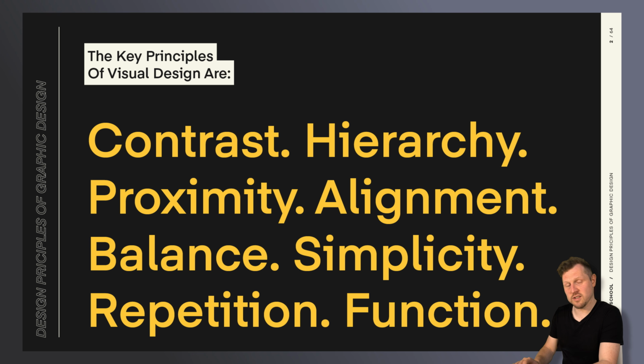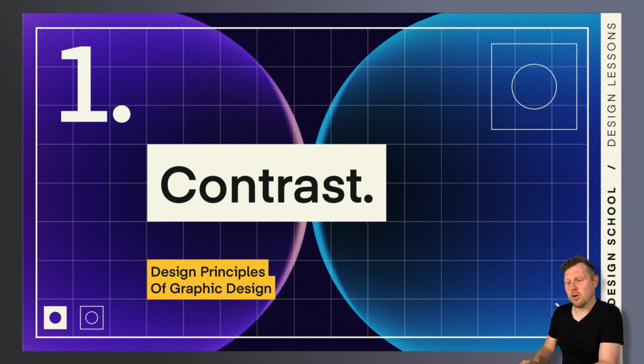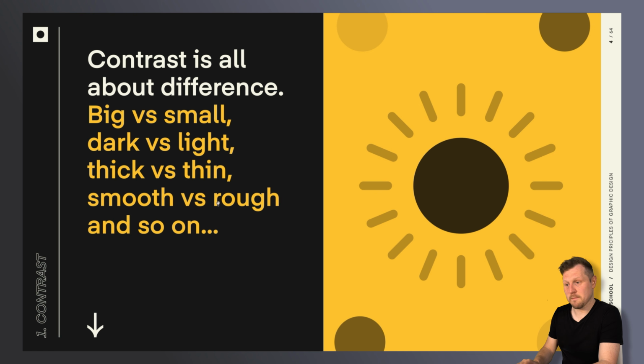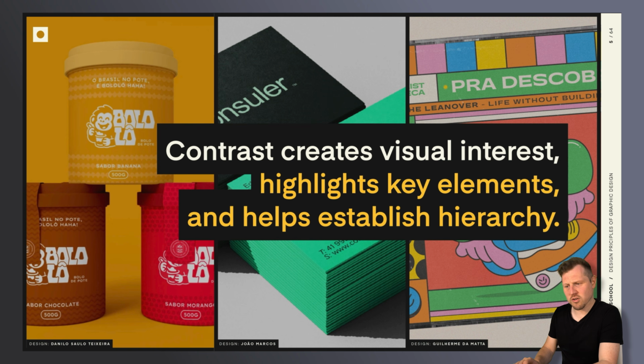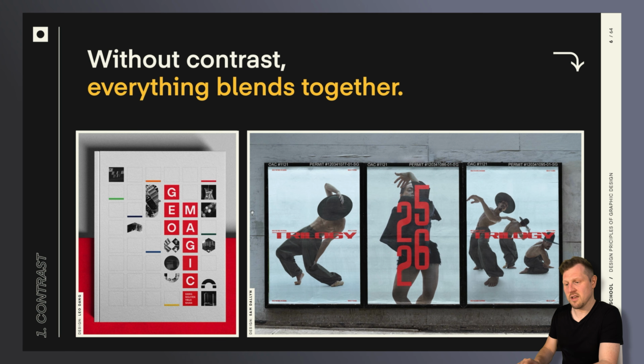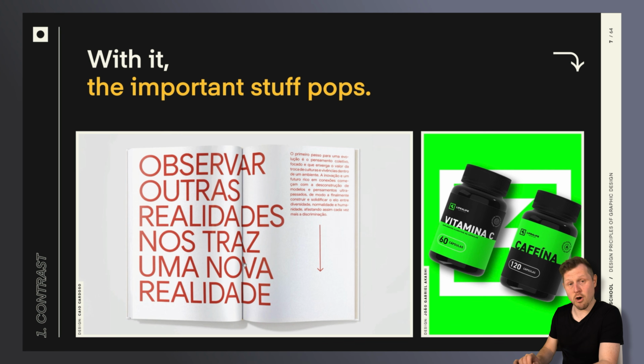simplicity, repetition, and function. So first we have contrast. Contrast is all about difference. Big versus small, dark versus light, thick versus thin, smooth versus rough, and so on. Contrast creates visual interest, highlights key elements, and helps establish hierarchy. Without contrast, everything blends together. With it, the important stuff pops.